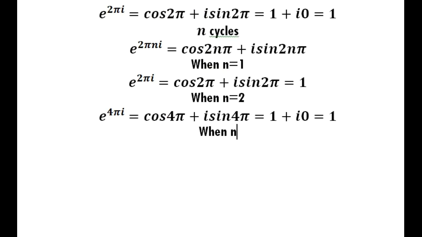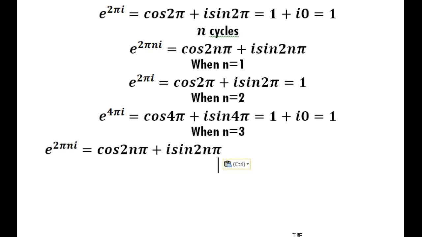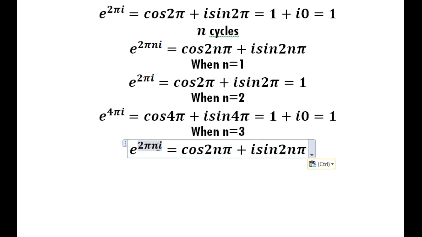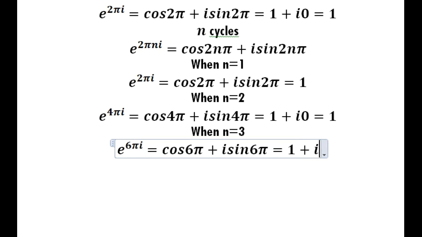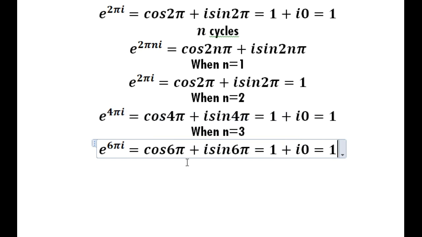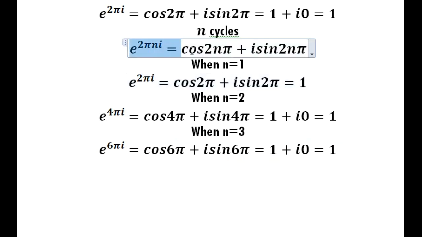Again, when n is equals to 3, what will we have? Where there is n, we put 3, so 3 times 2 is 6. So we'll have cos 6 pi is what? Cos 6 pi is 1. Then it is plus i sin 6 pi, which is 0. You still get 1.